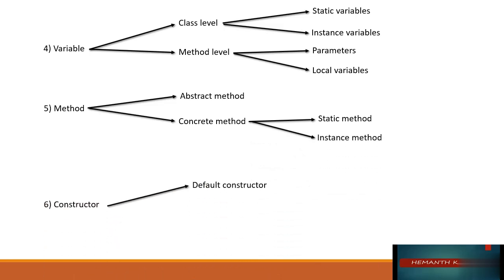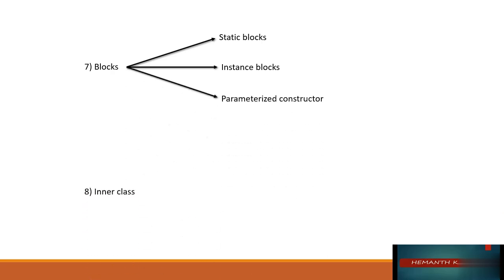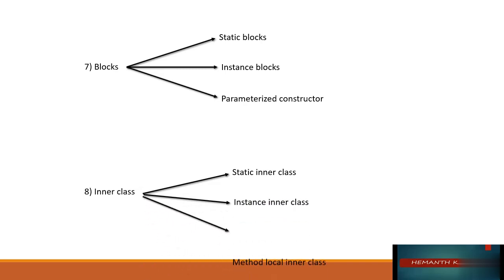And we have constructor. Constructor can be a default constructor, a no-param constructor, and also a parameterized constructor. Next we have blocks. Blocks we can have static blocks, instance blocks, and parameterized blocks in a parameterized constructor. And we have inner class: static inner class, instance inner class, method local inner class, and anonymous inner class.